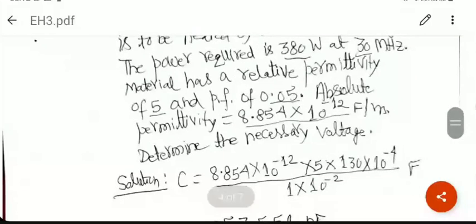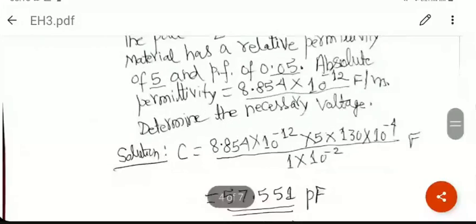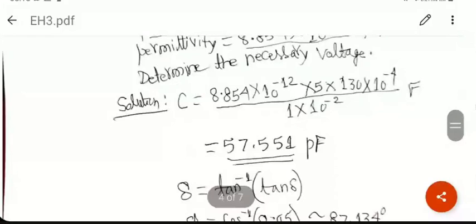Okay, so substitute all the values, calculate the capacitance. It turns out to be quite small, of course. That's why we need high frequency to produce enough current and enough heating. 57.551 picofarad is the capacitance value.